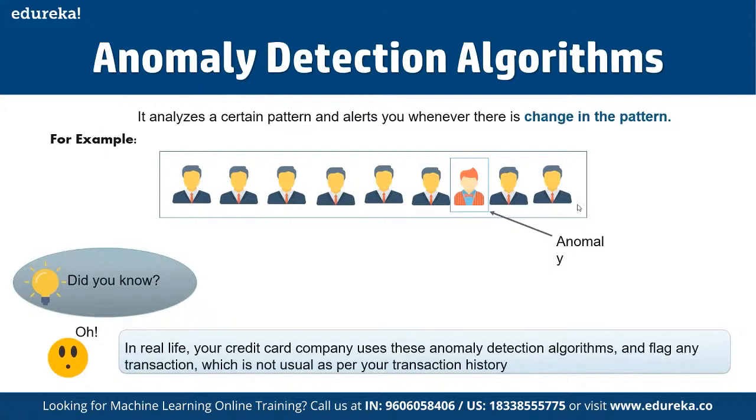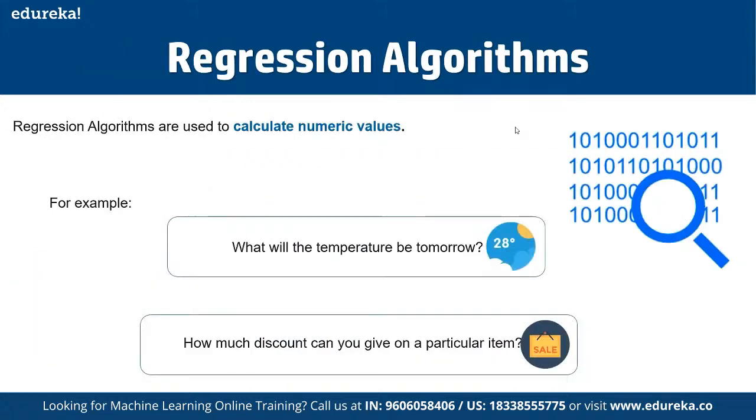Next, we have regression algorithms. Regression algorithms are used to calculate numeric values. For example, what will be the temperature tomorrow? That is calculated based on the previous data set. Another example is how much discount we can give on a particular item. That is also part of regression. In this type of problem, the output is a continuous quantity. For example, predicting the speed of a car given the distance is a regression problem. Regression problems can be solved by supervised learning algorithms like linear regression.